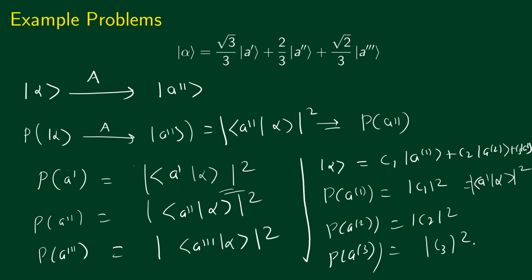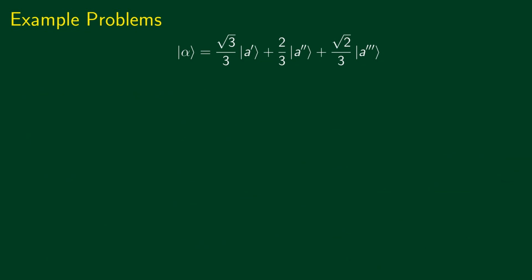The second part of the question is to find the expectation value of A, or the average value of A in this state. Now the definition for the expectation value of A is bra alpha A ket alpha. So this is how you find the expectation value or the average value.